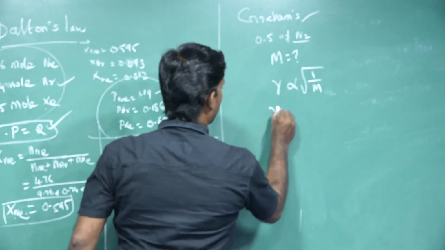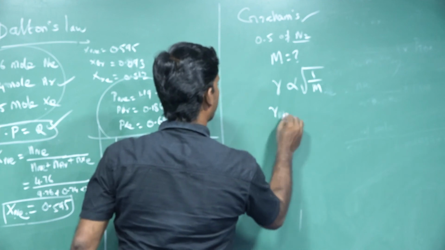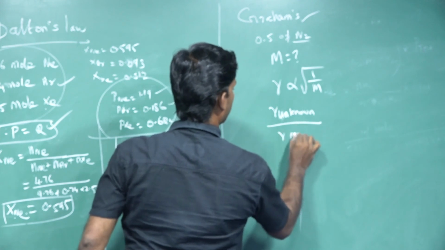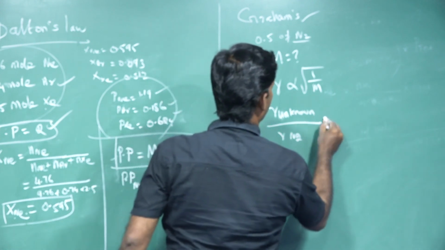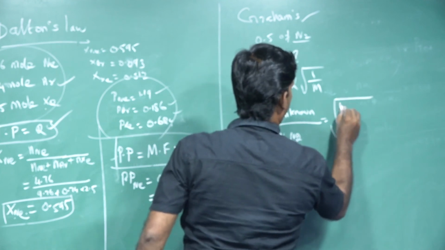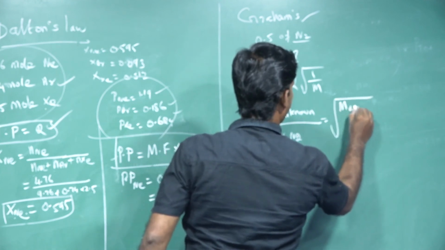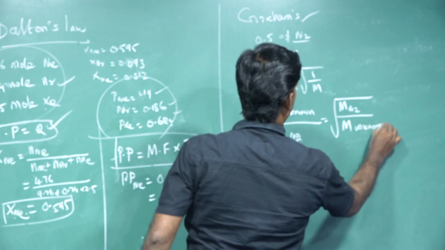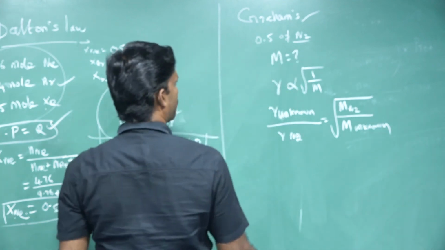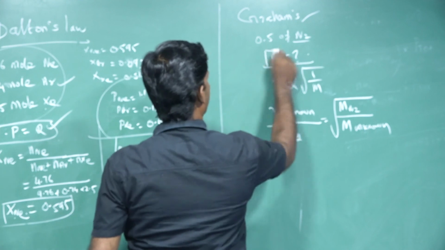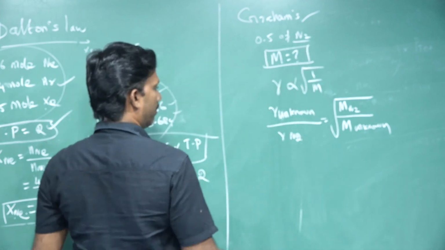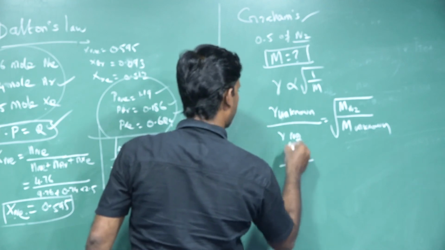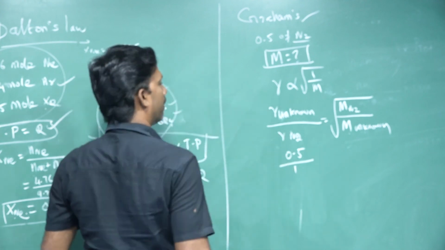So what is the formula? Rate of unknown by rate of nitrogen is equal to the square root of molecular mass of nitrogen divided by molecular mass of unknown. Okay. What is the question? What is the molecular mass of the unknown? This is a question in your book. We want the molecular mass of the unknown. Rate of unknown is 0.5. Rate of nitrogen, we assume 1, because they are given like this only.